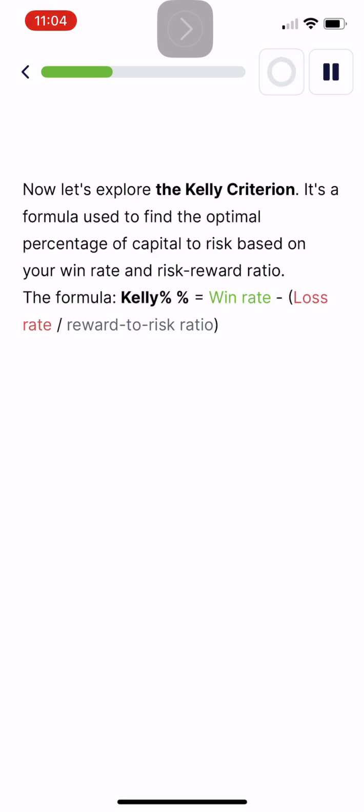Now let's explore the Kelly criterion. It's a formula used to find the optimal percentage of capital to risk based on your win rate and risk-reward ratio. The formula: Kelly percent equals win rate minus loss rate divided by reward to risk ratio.